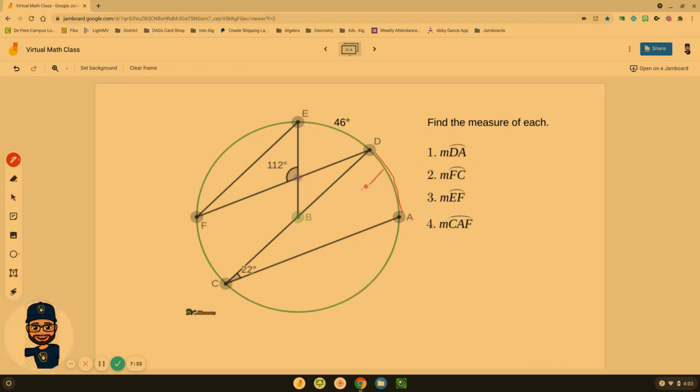If we look, there's an inscribed angle way down here that's 22. How did they get 22? Well, they took half of the arc. So half of something is 22. That means this had to be 44. All right, so that was 44.